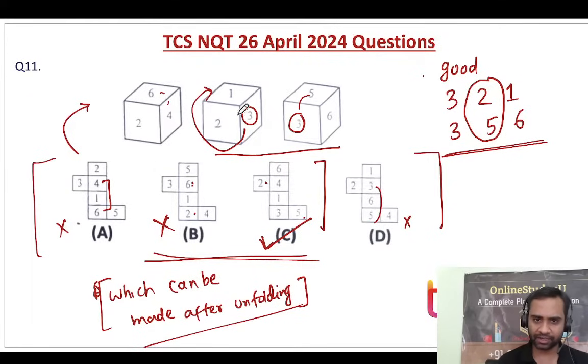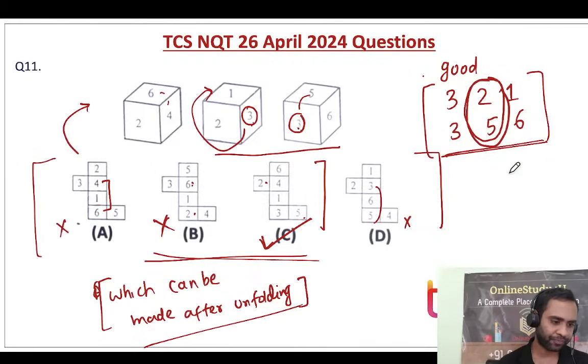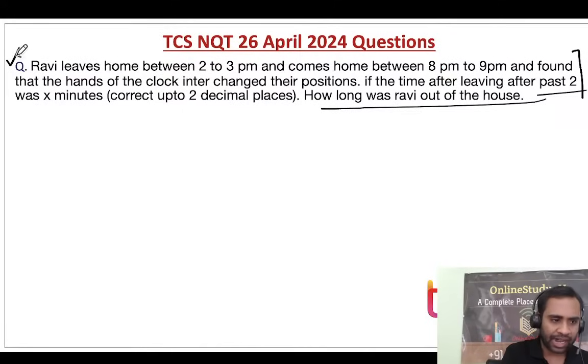Because we see, this is the technique which we use to find out the opposite face. So 3, find a common number, 3, 2, 1, 3, 5, 6. So the opposite of 2 is nothing but 5. Clear? Okay. And then the last question, I will give you hints because at 6 o'clock we have the coding classes.